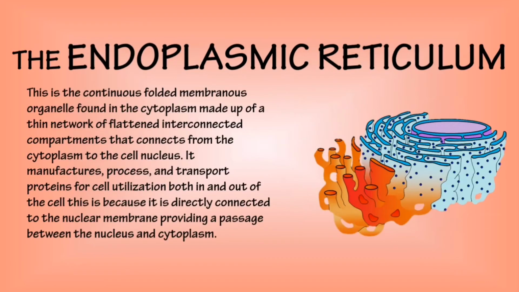The endoplasmic reticulum. This is a continuous folded membranous organelle found in the cytoplasm, made up of a thin network of flattened interconnected compartments that connects from the cytoplasm to the cell nucleus. It manufactures, processes, and transports proteins for cell utilization both in and out of the cell. This is because it is directly connected to the nuclear membrane, providing a passage between the nucleus and the cytoplasm.